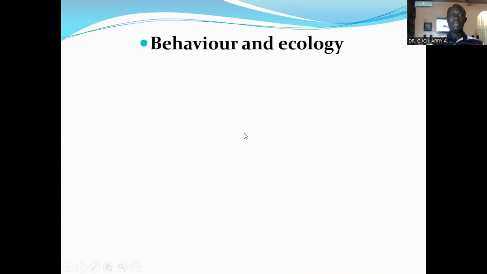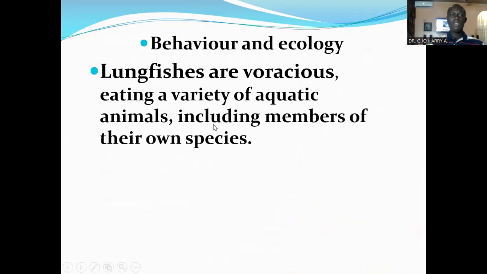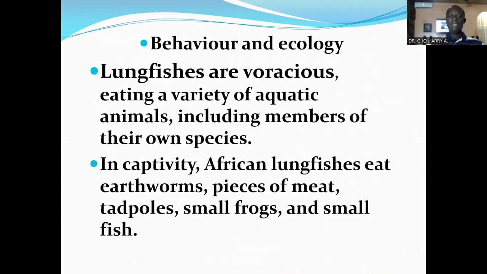Behavior and ecology. Lungfishes are voracious, eating a variety of aquatic animals, including members of their own species. In captivity, African lungfishes eat earthworms, pieces of meat, tadpoles, small frogs, and small fish.